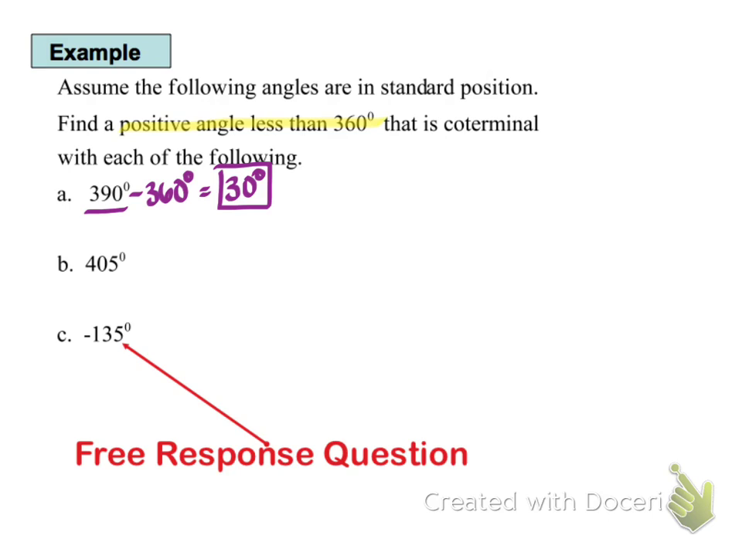Let's go ahead and look at the next example. I have 405 degrees, again more than one time around the circle. So we're going to subtract 360 and we get a total of 45 degrees. Now this is positive and it's less than 360, so that would make these coterminal, 45 degrees and 405.